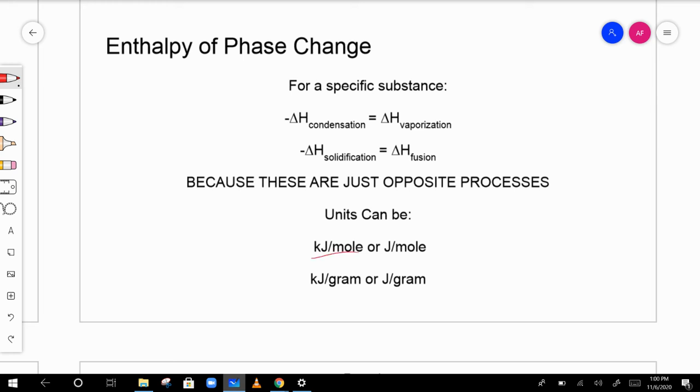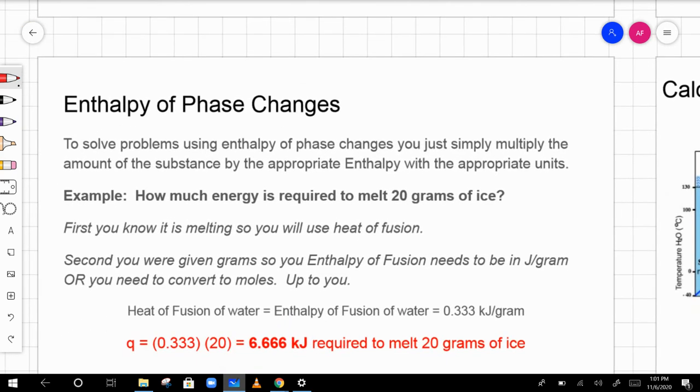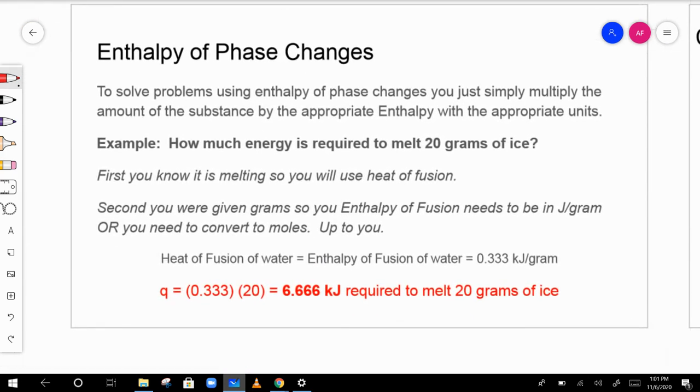Okay, you do have to be aware though. Sometimes they give it in kilojoules per mole or joules per mole. Other times they give it in kilojoules per gram or joules per gram. So just be careful. Be wary of units.